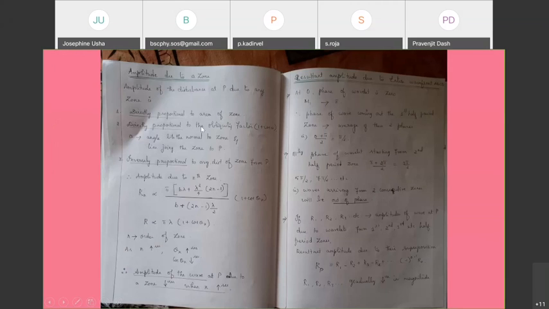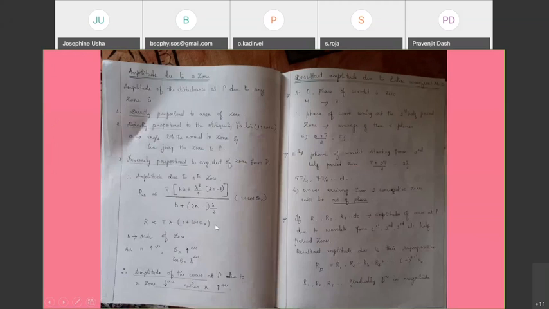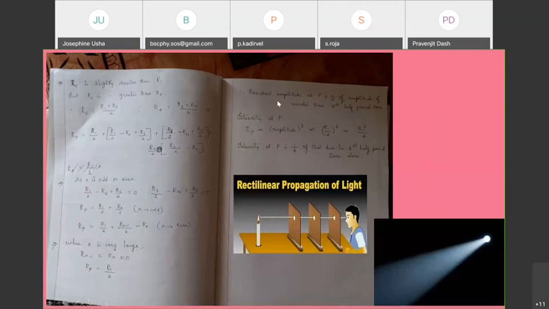In the half period zone, what all did we see? We saw the area, the average distance, and the amplitude of any zone. By considering any zone, what is the amplitude? And then what is the resultant amplitude by considering the entire wavefront A, B, C, D? So what are the conclusions? What is the resultant amplitude at point P? What is the intensity at point P? These two things we have to keep in mind.